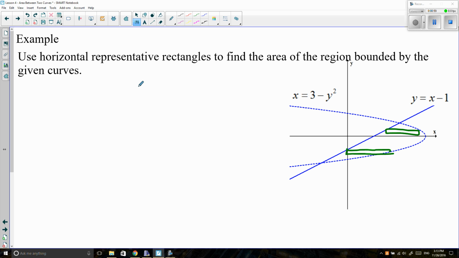But when we're doing horizontal representation, we're integrating very differently. We're actually looking at y1, y2 values. So my upper and lower limits are actually on the y-axis this time, not on the x-axis. And I'm looking at right curve minus left curve, right minus left. And not only that, but I'm actually integrating with respect to y. So everything needs to be rewritten in terms of y instead of x.